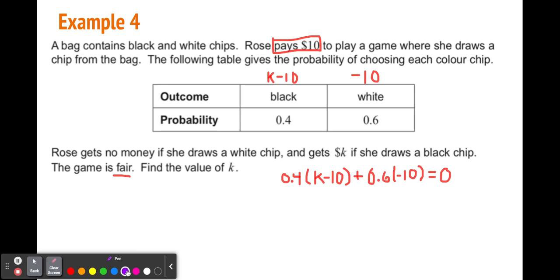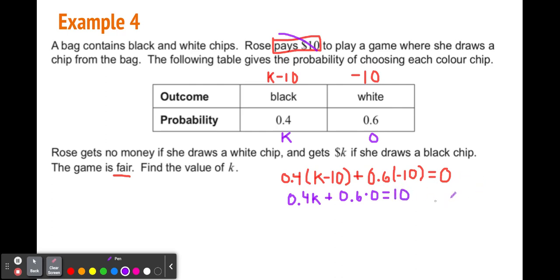Now, the second way that you could think about this question is you kind of forget the fact that they pay 10 to start with, and you just think about the outcome. Okay, so if she is running white, she gets $0, and if she gets black, she gets K dollars. And then the expected value for this one would be 0.4 times K plus 0.6 times 0. And now this should be equal not to 0, but how much she's paying. So this should be equal to 10.